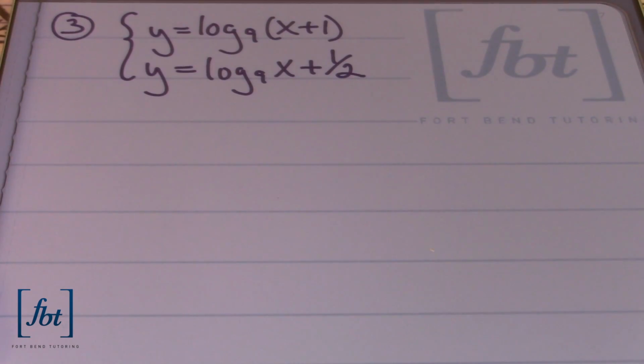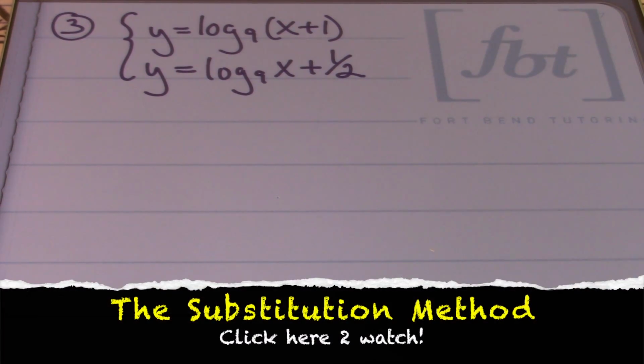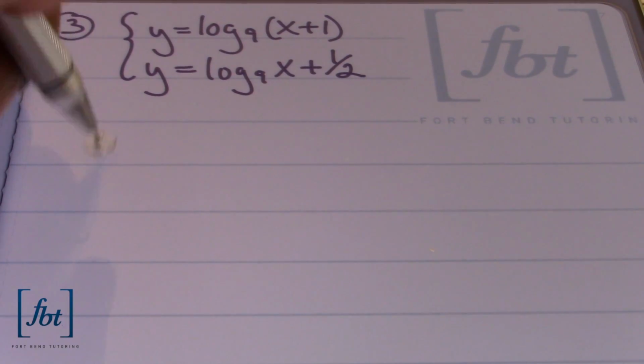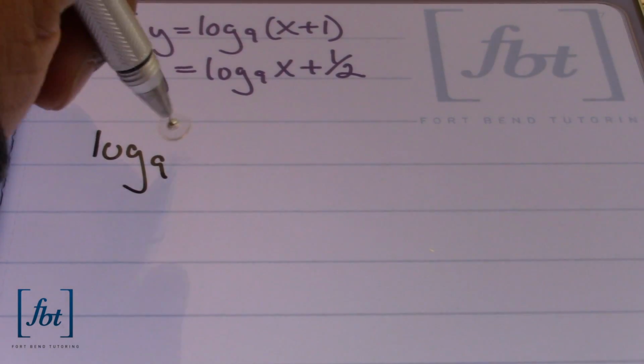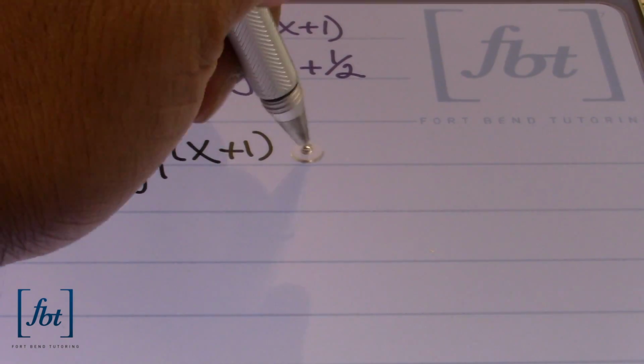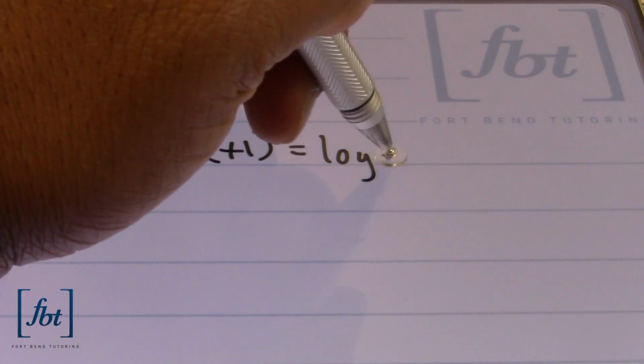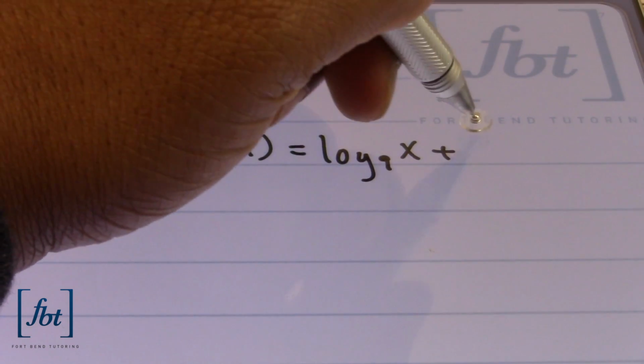Next. In problem number 3, we have y equals log base 9 of the quantity x plus 1, and we also have y equals log base 9 of x plus 1/2. So since they already have y solved for in both of these equations, we may want to go ahead and use some substitution. Let's see what happens if we were to set both values of y equal to each other. So I'll be rewriting the equation as log base 9 of the quantity x plus 1, and this equals log base 9 of x plus 1/2.